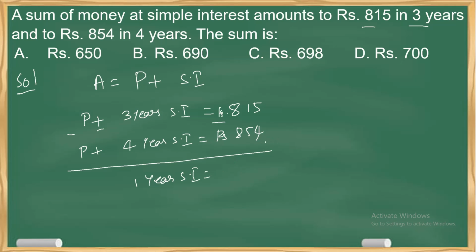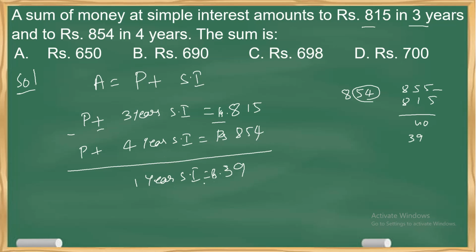simple interest is equal to the difference between 854 and 815. Somebody may have trouble in subtraction or addition. So what I do is, 854, I assume 855 minus 815. So how much is this? 40. And one extra I have taken here compared to this one. So 39. So I'll take 39 rupees as the answer. I hope 39 is correct, isn't it?